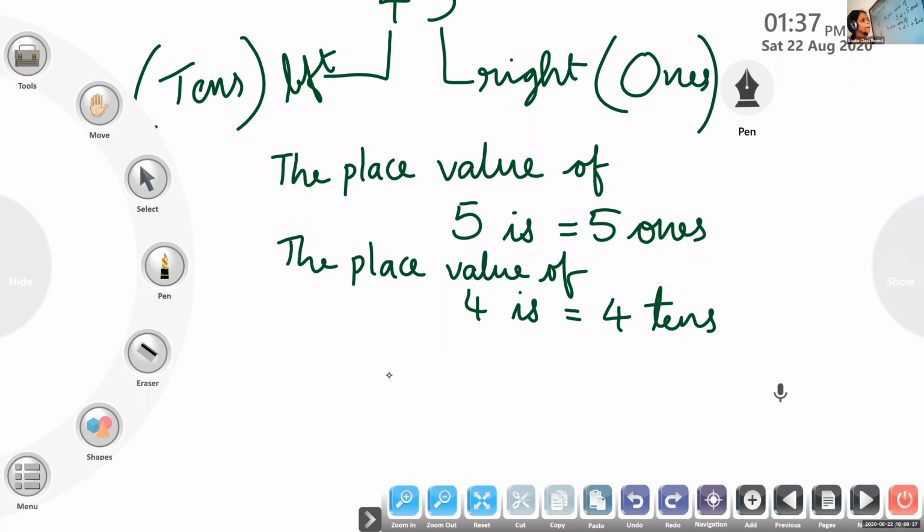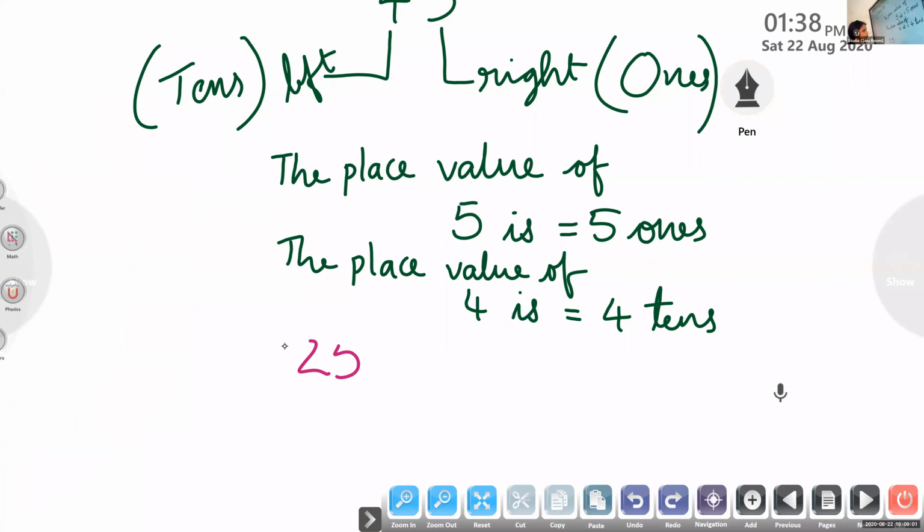Okay. Abhinav, tell me one two-digit number. Abhinav, please unmute. 25. Okay, we have 25.